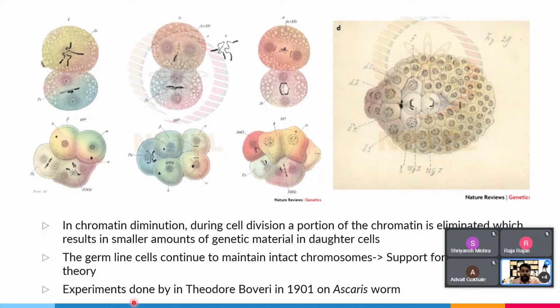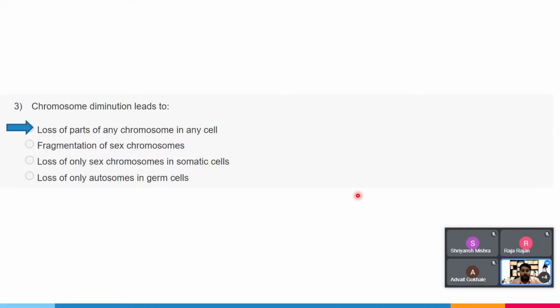This was shown by experiments done by Theodore Boveri in 1901 on the Ascaris worm. So these are all images from there. Thus, if you go on to answer the particular question, what exactly is chromosome diminution? It is loss of parts of any chromosome in any cells. It is not particularly the autosomes or the sex chromosomes, but any chromosomes that are present in any one of the cells. That is what is known as chromosome diminution.